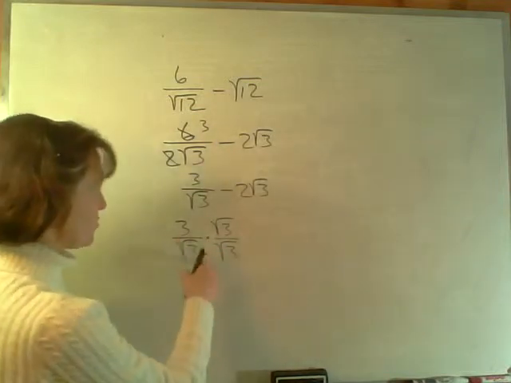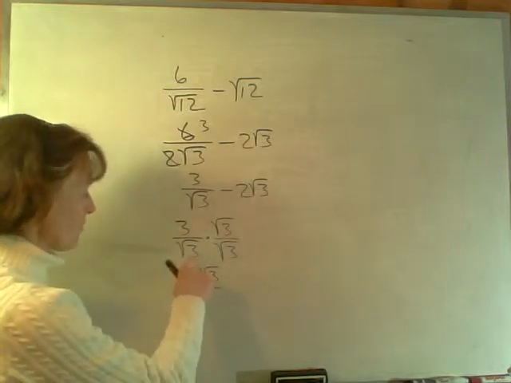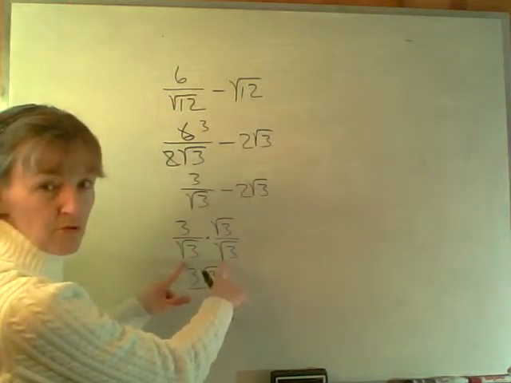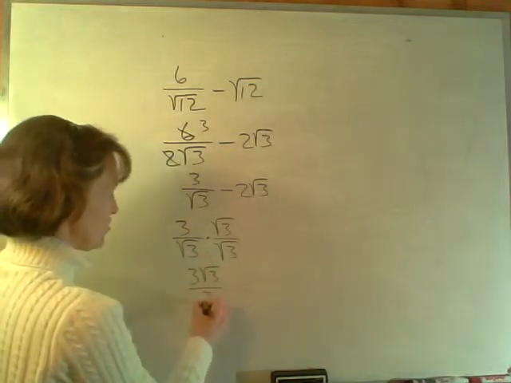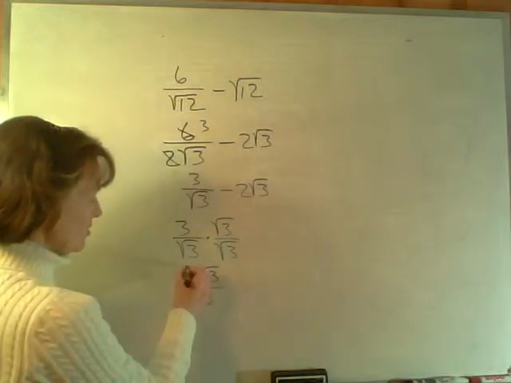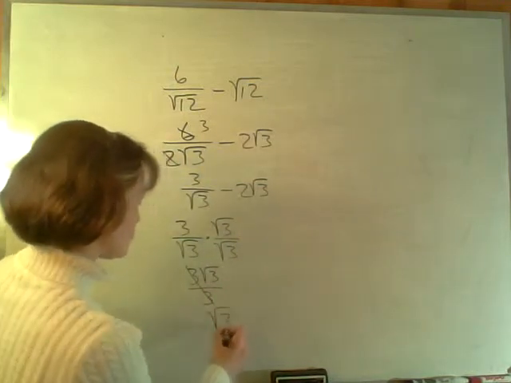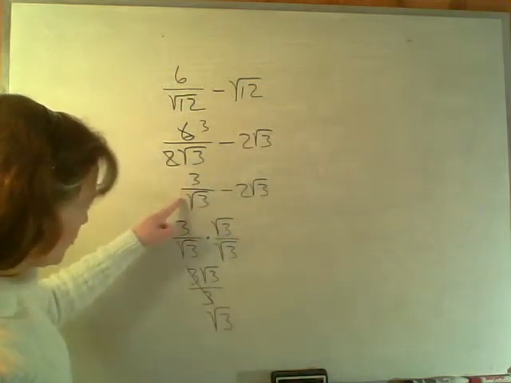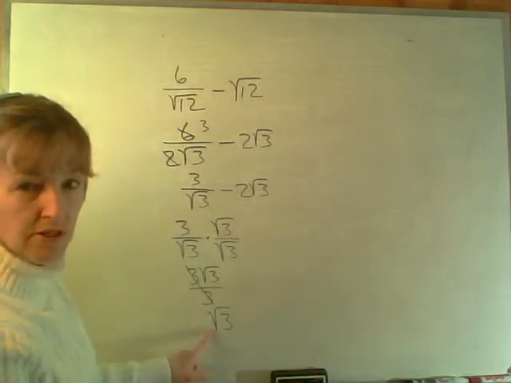So what I have then when I do this is 3 times the square root of 3 over, and the square root of 3 times the square root of 3, the radicals go away because the numbers are the same, so I just get 3. Well, those 3's cancel, so I just end up with the square root of 3. 3 over the square root of 3 simplified to the square root of 3.